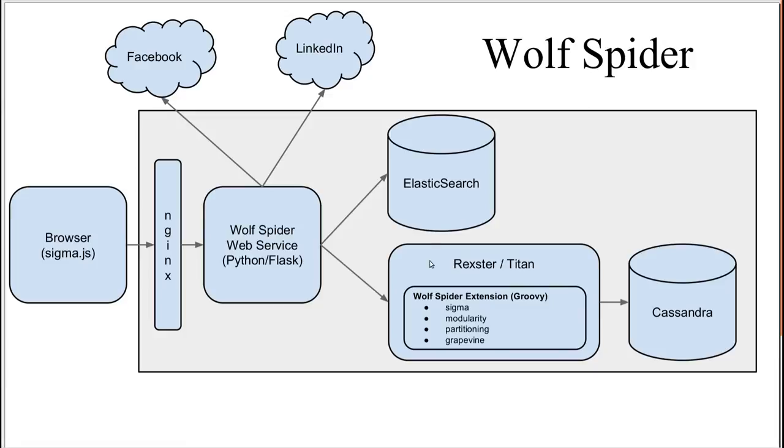Here's the fun part, the Rexster API that sits on top of the Titan database. You'll see here that I have some Wolf Spider extensions that get deployed and run as part of Rexster. We'll talk a little bit more about that later. And I'm using Cassandra as the backing data store for Titan.